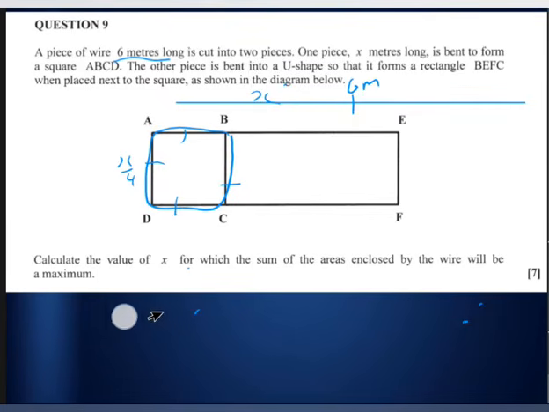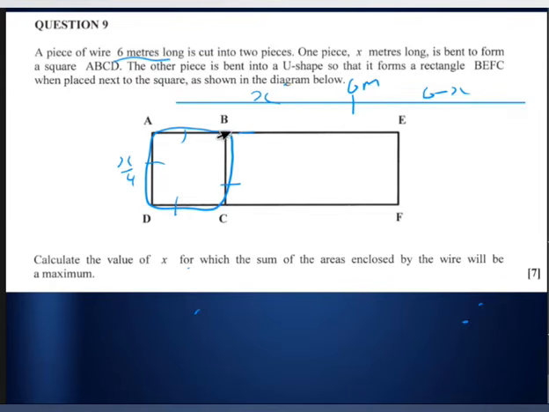So same thing here. Notice that you have got the total and then one piece is called x. You must immediately take advantage of this and call this one 6 minus x. So it means that the other part will be 6 minus x. So they said something. They said the other piece, right? The other piece is bent into a U shape that forms a rectangle BEFC when placed next to the square as shown in the diagram below.